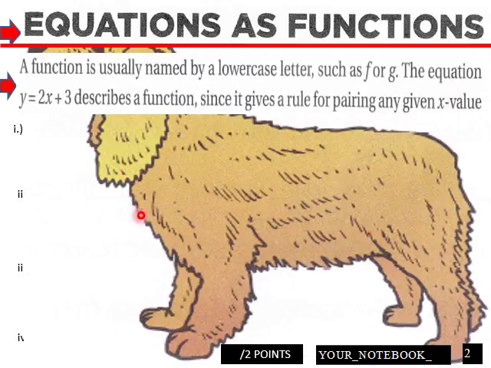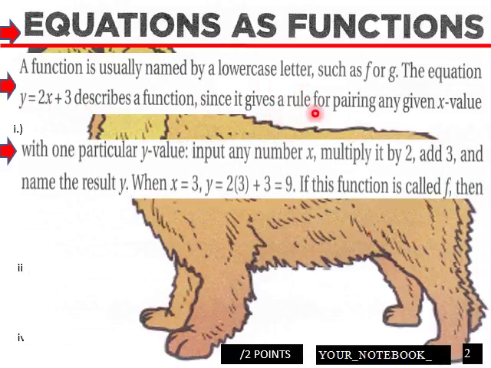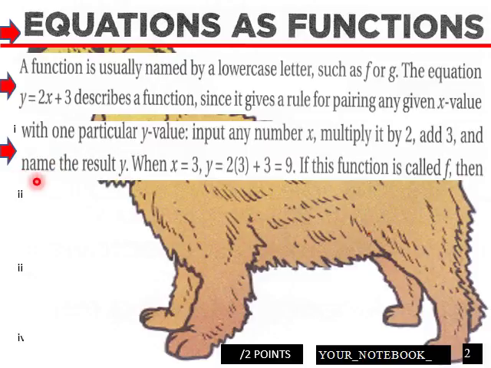So, equations as functions. A function is usually named by a lowercase letter, such as f or g. The equation here describes a function since it gives a rule for pairing any given x value. So when we have x equals 3, we have y equals 2 times 3 plus 3. So we plug in whatever x value we get, and we'll get a different y value here. In this case, it's 9.